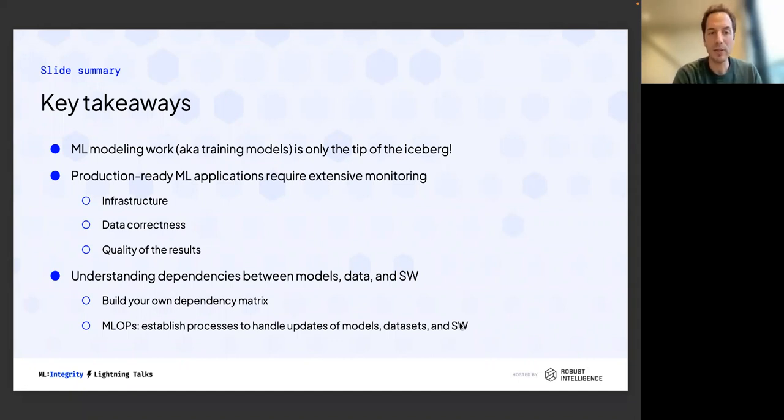For infrastructure, we can get some of that help, but data correctness and quality of the results end up being very application specific. So we need to instrument the pipelines to get that visibility and then build those monitoring and remediation workflows. And the last piece is, to be agile and react quickly to issues, we need to understand the dependencies between models, the data sets that are used to train the models, and the software that is deploying those. So my recommendation would be to take that step back, do that analysis of those dependencies, and establish those machine learning operation processes that would be able to handle those updates efficiently.